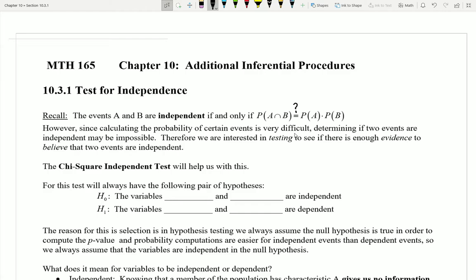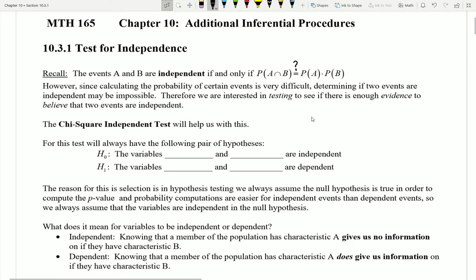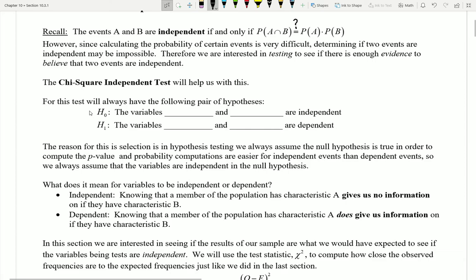But we might be able to test whether we could find enough evidence to believe that two events and their probabilities would satisfy this equation, meaning that the two events would be independent. So to help with that, we're going to have what we refer to as a chi-squared independence test. And for this test, our hypotheses, much like in the last section, are not going to be written with symbols, but rather with words.